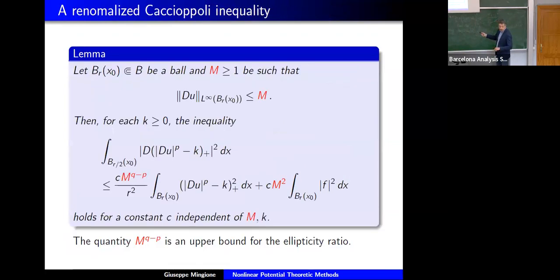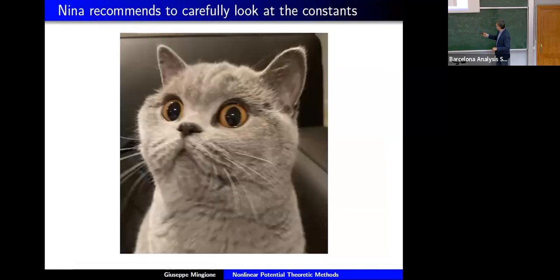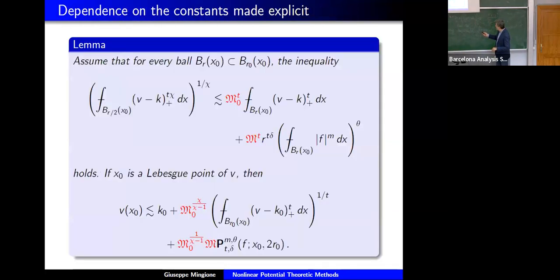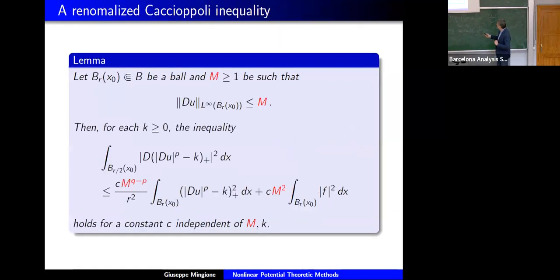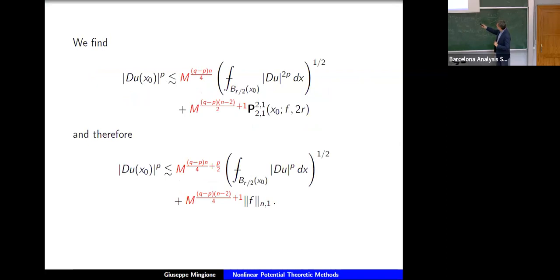This is the inequality. So we apply the previous lemma. Oh, sorry. We apply now the improved version, the quantitative version of the previous lemma, with the following choice. Okay? And we get this. Therefore, we get this. So we still have to get rid of the red quantities. So we compute everything. And now we do the following.